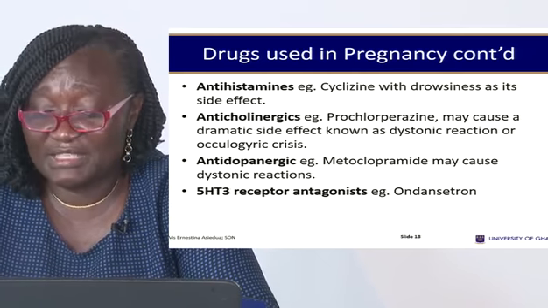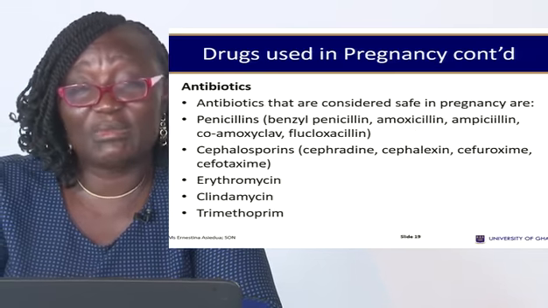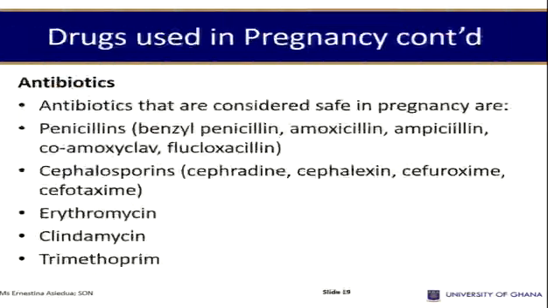Sometimes some of these medications might not have been researched so much. We also have antibiotics, and not all antibiotics are considered safe in pregnancy. There are some that are contraindicated during pregnancy. Those that are considered safe in pregnancy are the ones listed below: the penicillins, the erythromycins, the clindamycins, the trimethoprims. And then the cephalosporins have also been found to be effective.